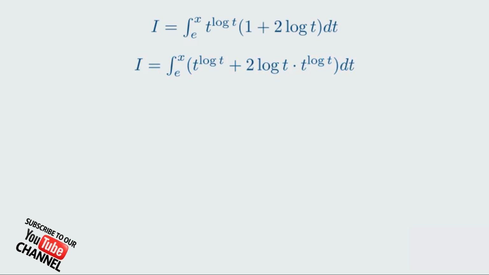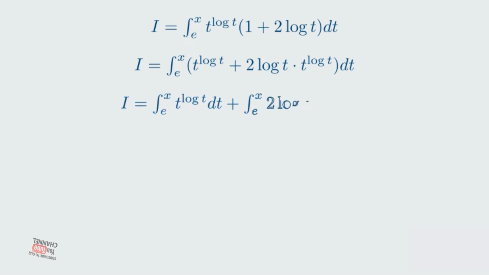Because of the properties of integrals, we can split this into the sum of two separate integrals. This is a crucial step that simplifies our problem. So I becomes the integral of t to the log t plus the integral of 2 times log t times t to the log t. This decomposition into two integrals is a standard tactic. By separating them, we make the problem more manageable.